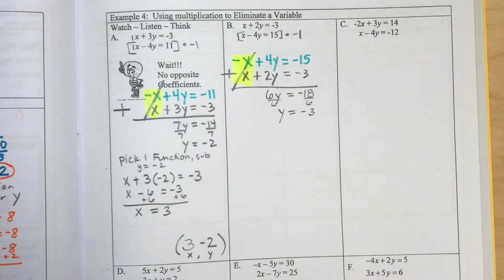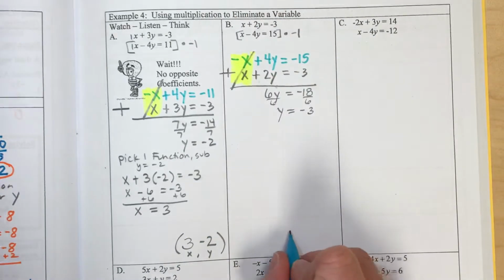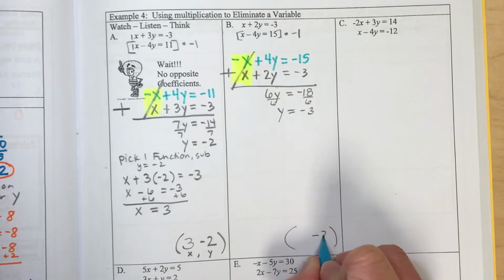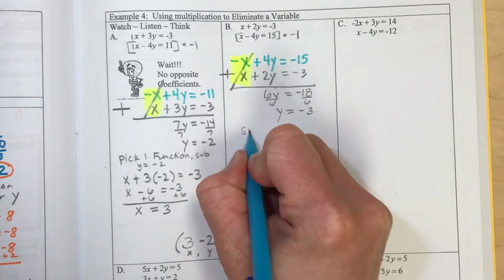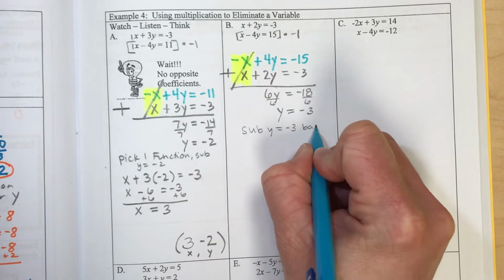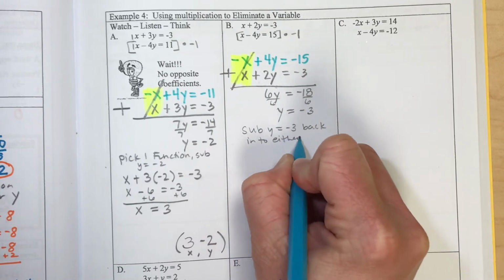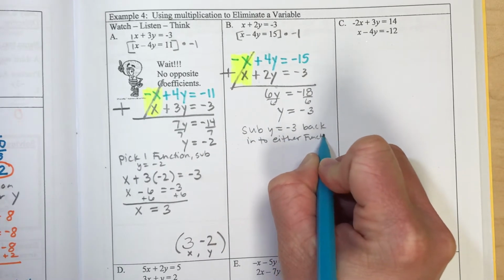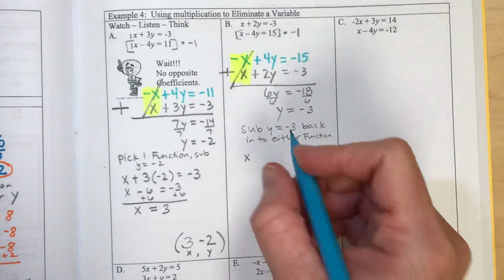All right, now what I'm going to do is plug negative 3 back into either original function. And I know my point is going to be something comma negative 3. So sub y equals negative 3 back in to either function. All right, so I'm going to pick the top one. Normally I pick the top one, but again, it doesn't matter.